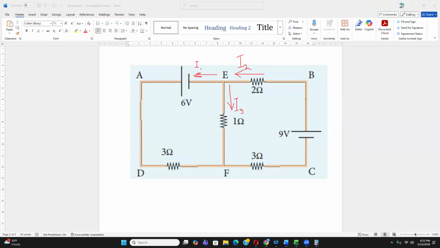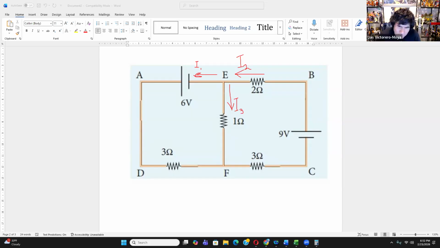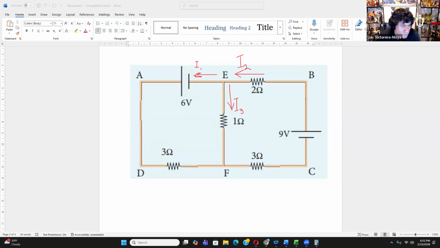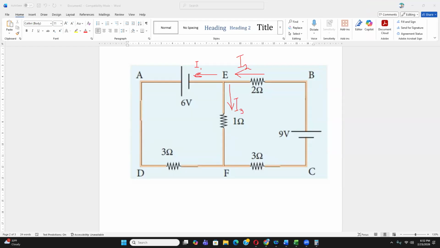Professor, on the right side of this circuit, the 3 ohm resistor, what current is it related to? What do you think? You should know. Let's look at the graph. Is it I2? Yep, it's I2, because I3 and I1 unite at point F and then give us I2, right? Yeah, pretty much.